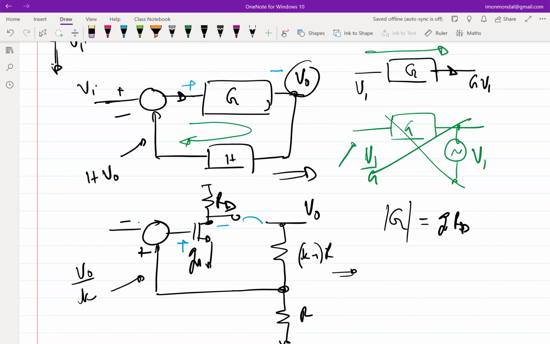Okay. So now you see that when I connect these two, do you think the gain between this terminal and this terminal will be gmRD or will it change? Let's assume the loop is broken, because if the loop is not broken, you will not be able to find gain anyhow. Does the gain stay gmRD or does it change? What is the load that the common source amplifier is seeing now?